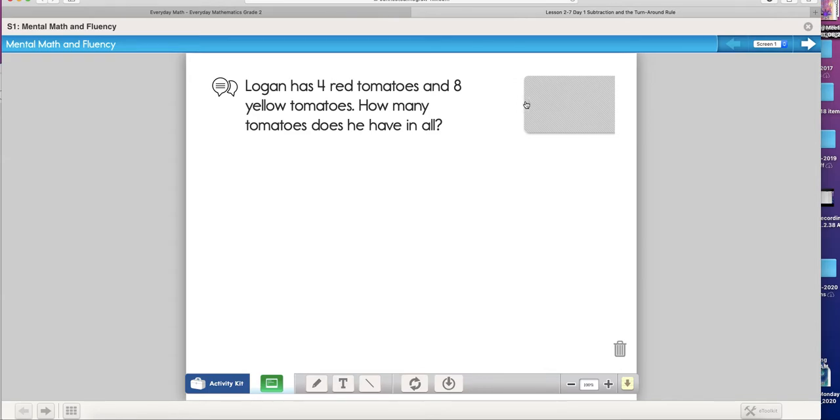Oh, too bad Logan's not in here. Logan has 4 red tomatoes and 8 yellow tomatoes.